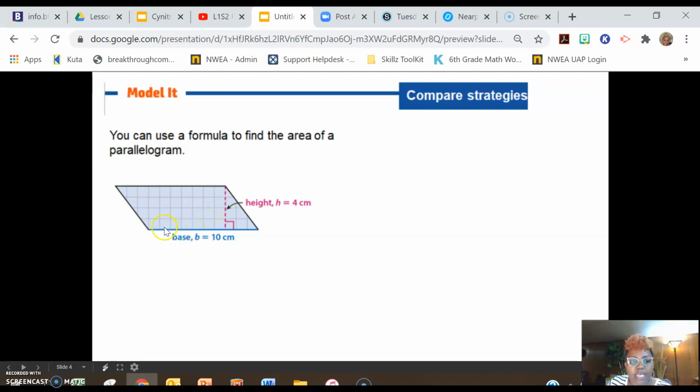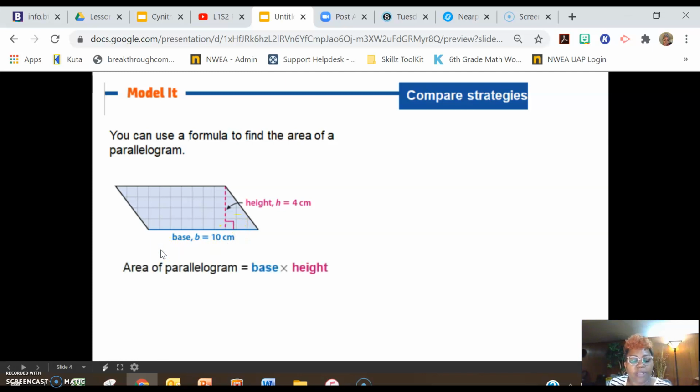So here, just like yesterday, we actually counted along the base and we have 10 individual boxes that make up the 10 centimeters. And then at any point along the base that we choose, if we go from the bottom to the top, we're going to get 4 centimeters. Remember, where the base and the height meet, that's perpendicular, meaning it makes a right angle.